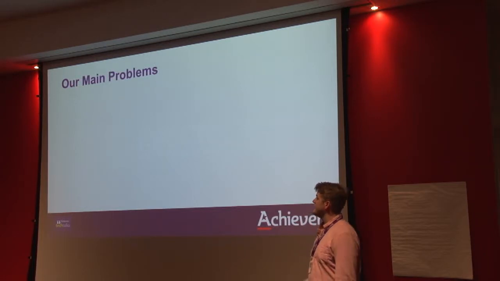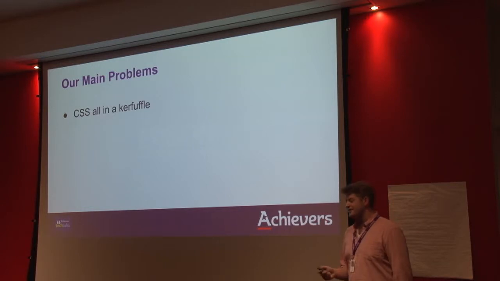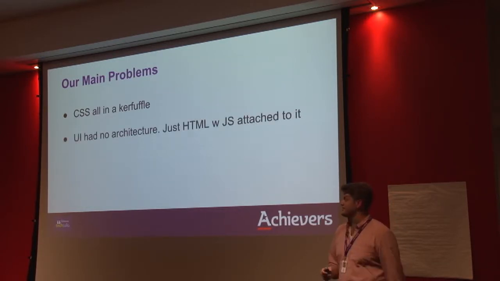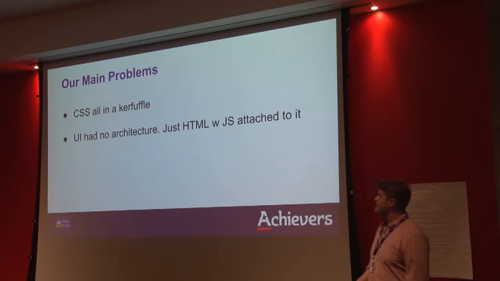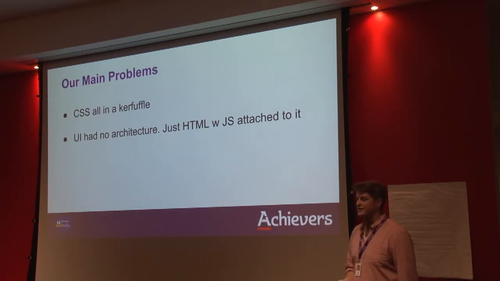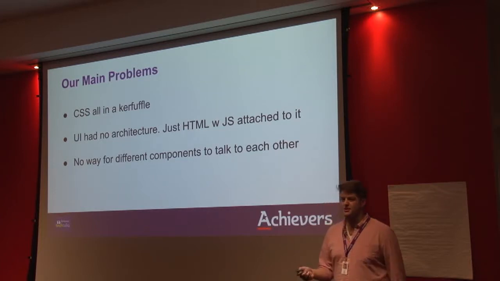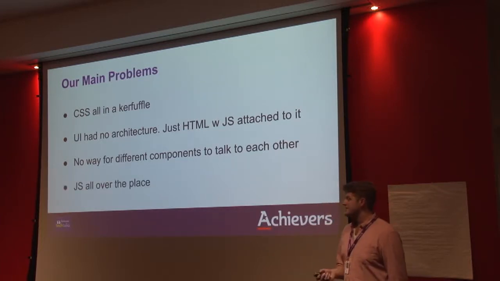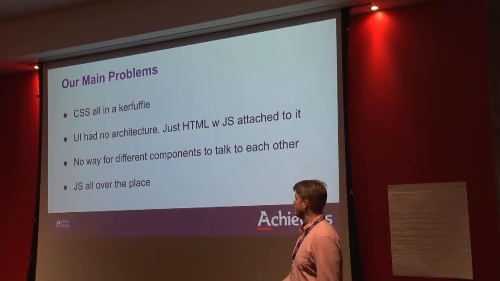Cool. So once again, our main problems. Our CSS was all in a kerfuffle. How are we going to fix our CSS structure? There's more of us. Our UI had no architecture, so it was just HTML with JavaScript attached to it. So how are we going to tackle that? How are we going to tackle the way for different components to talk to each other? And how are we going to tackle the fact that our JavaScript was all over the place and we didn't know what was going on with it?